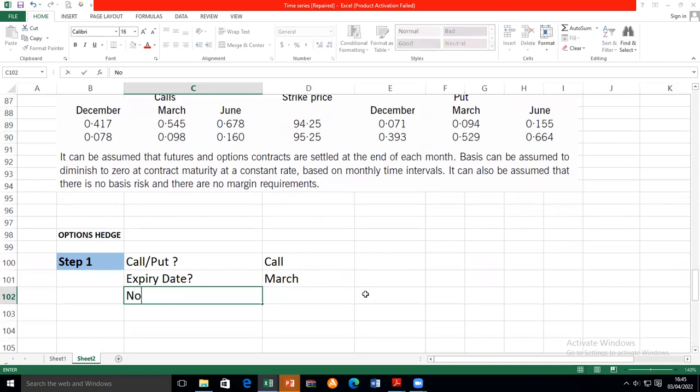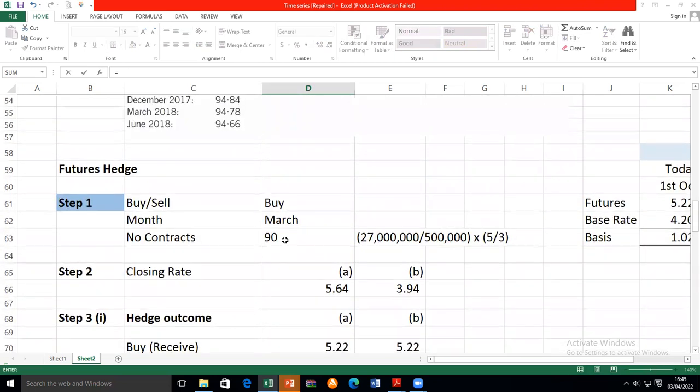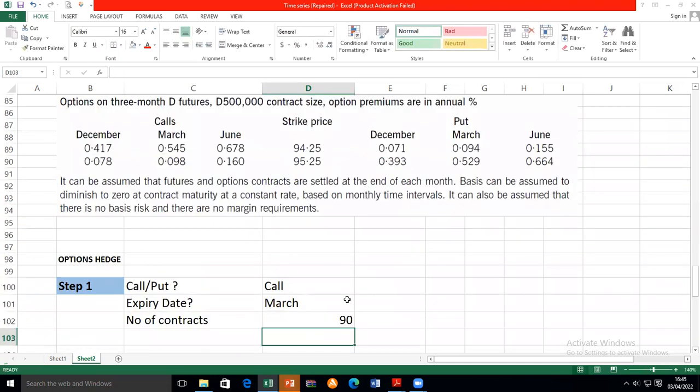The number of contracts. The number of contracts are the same as the ones that you got here on futures. This one. That's the number of contracts. The same.